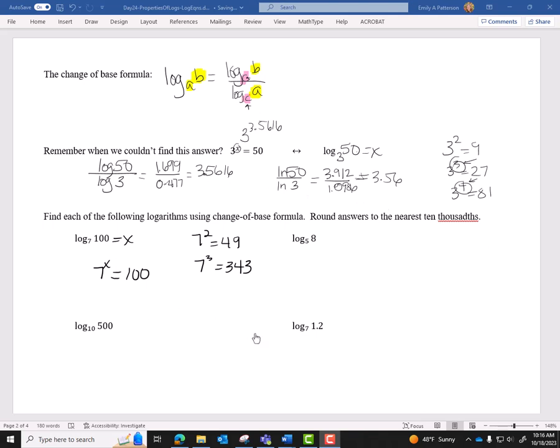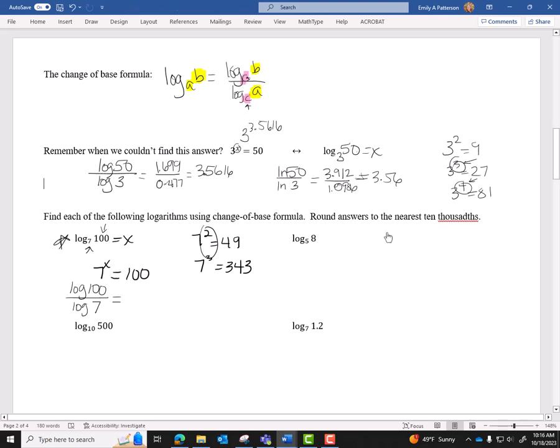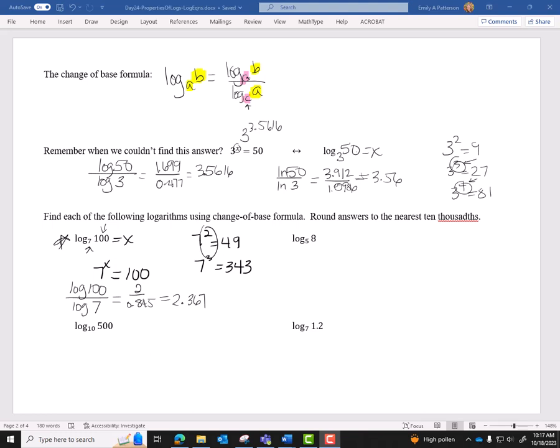So when I'm looking back at this log base 7 of 100 right here, let's go and figure out by doing the same thing. We have the log of 100 over the log of that original base. So it's the log of this number here over the log of the base. So we're going to divide that out, and it should be somewhere between 2 and 3. And I get 2.367.